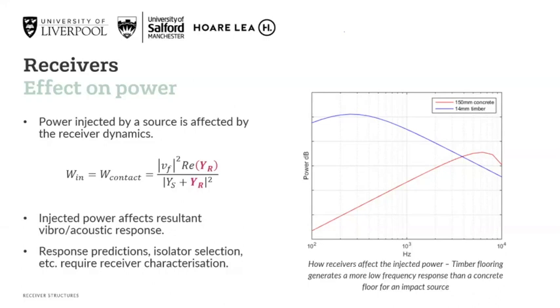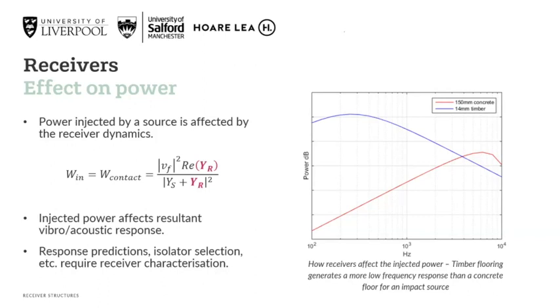So how do receivers affect the power, or why do we need to account for receivers? Going back to the equation for transmitted power that we saw in the earlier presentation, the transmitted power, or the injected power in the substructure, which is the receiver structure, is not only governed by the source properties, which is the source mobility or the free velocity or the block force, but it's also governed by the receiver mobilities. If you can see the highlighted terms, YR, that's the receiver mobility that will be counted in the injected power or the transmitted power.